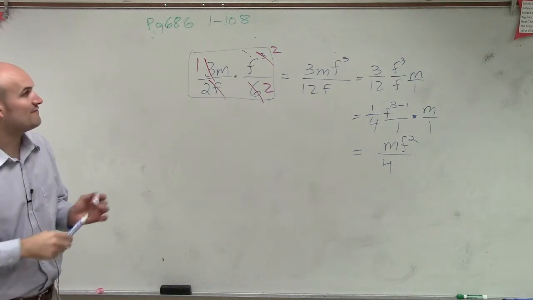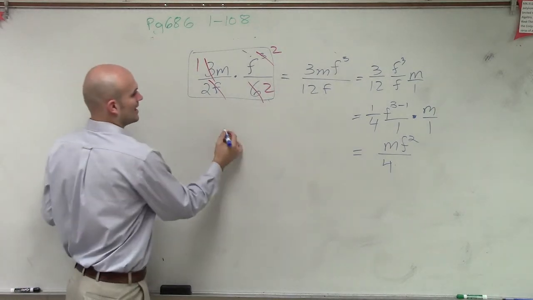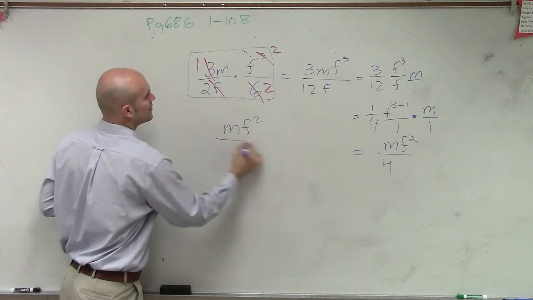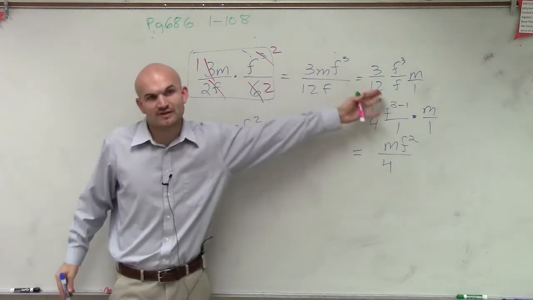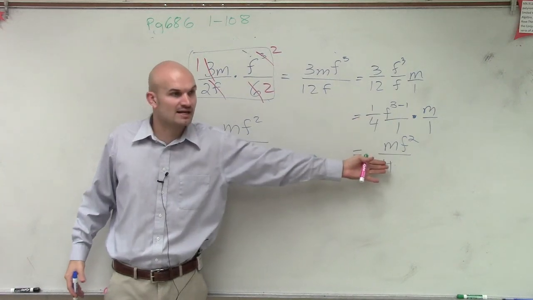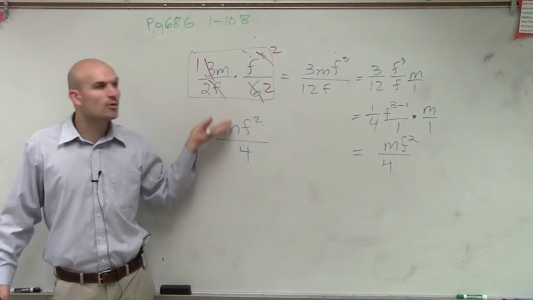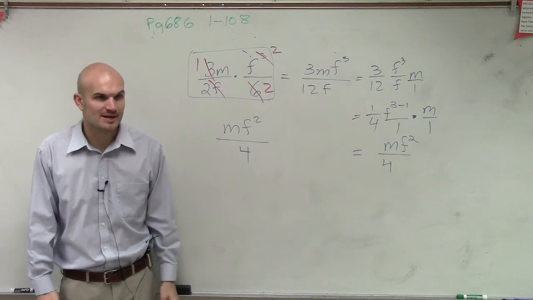So therefore, if I was going to finalize this answer really quickly, I could just do m f squared over 2 times 2, which is 4. So you can do it the long way if you need to do it to make sense, and that's fine. You can also start doing it a little bit quicker, and you're going to get the exact same answer. OK?